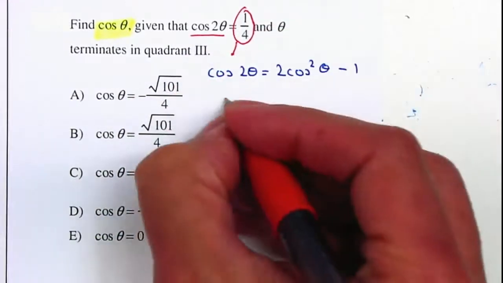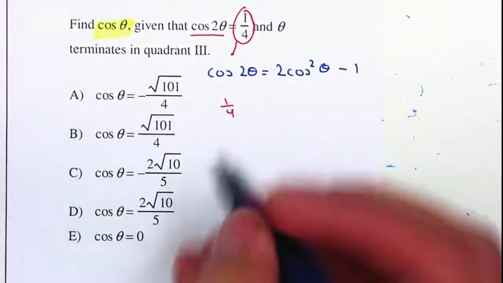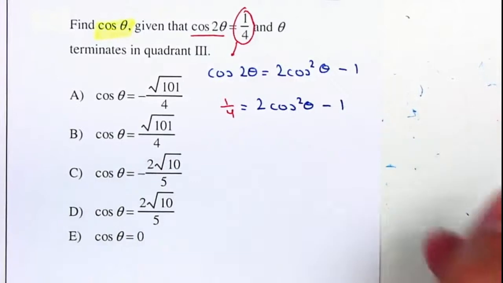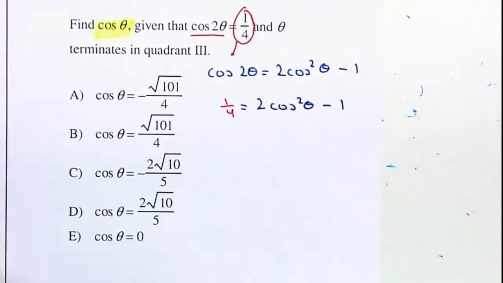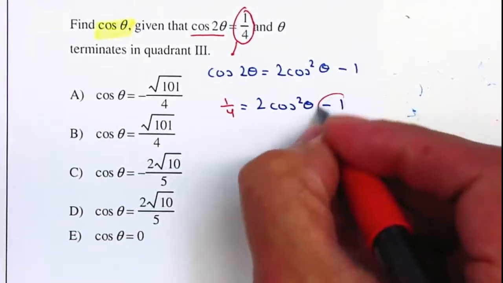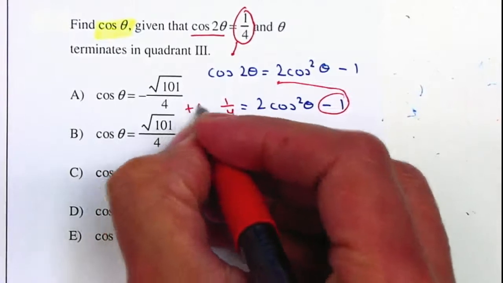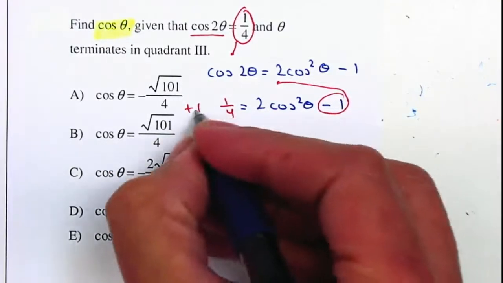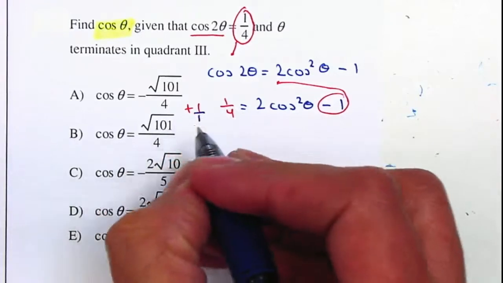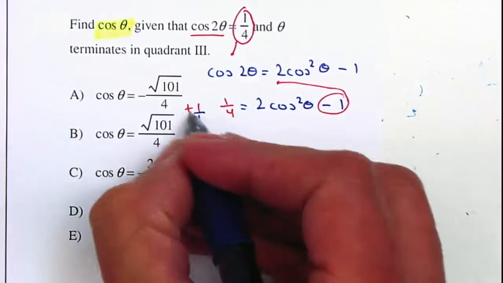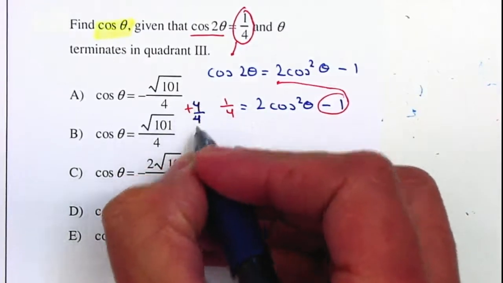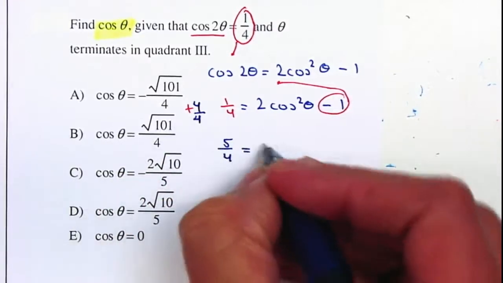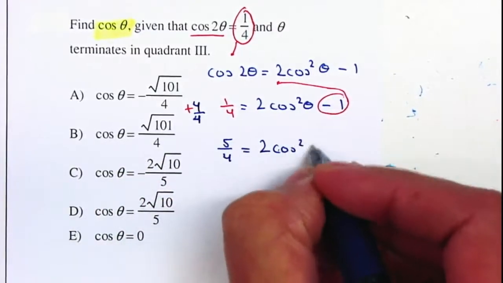That gives me 1/4 is equal to 2 cosine square of theta minus 1. And now from here I just need to solve for cosine. I'm going to move my 1 to the left, becomes a positive 1. To be able to add a whole number and a fraction, I'll make this over 1, and I'll multiply by 4 so they have the same denominator, so it'll be 4/4. Therefore, I have 5 divided by 4 is equal to 2 cosine square of theta.